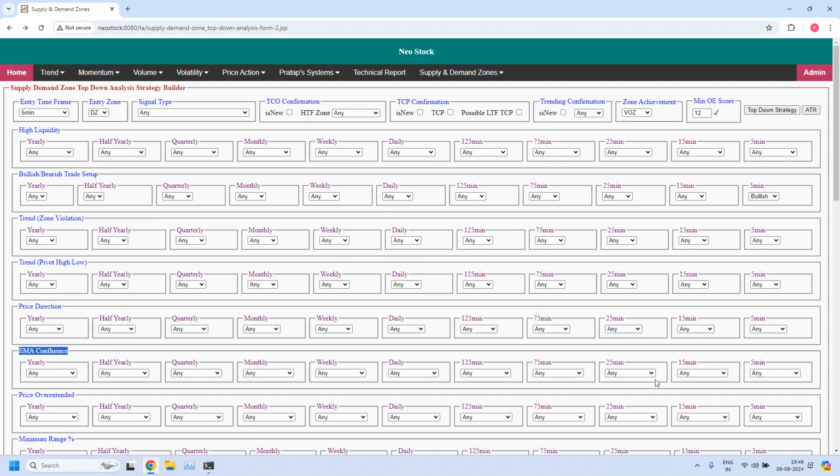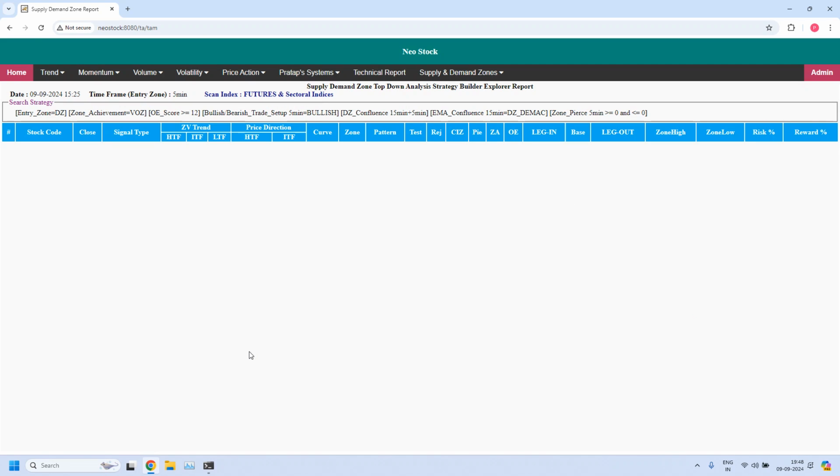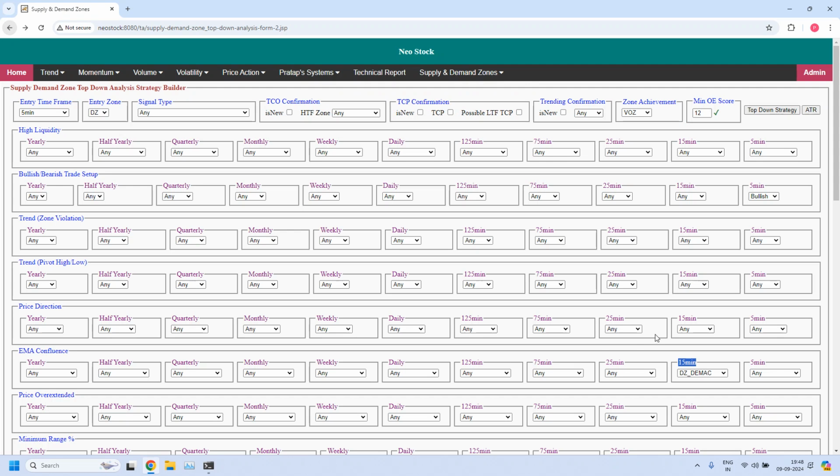The EMA confluence, 15 minutes time frame with daily EMA confluence. So demand zone with daily EMA confluence, 15 minutes demand zone. No stocks are there, fine, no issues. Now let's look for LTF, ITF, HTF. So we need to remove this EMA filter.